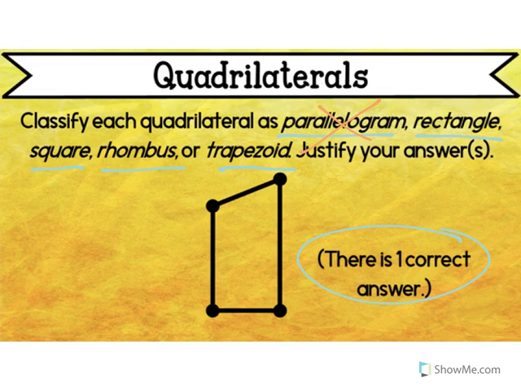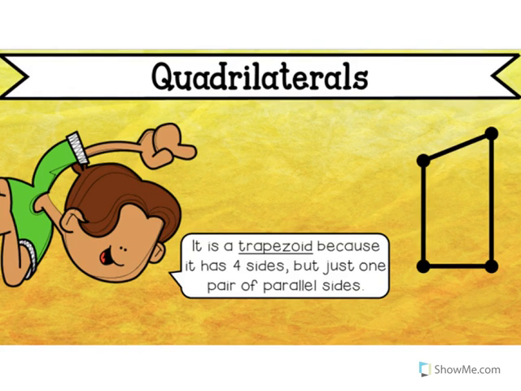If it's not a parallelogram, it can't be a rectangle because a rectangle is a parallelogram. It can't be a square because a square is a parallelogram. It can't be a rhombus because a rhombus is a parallelogram. So it has to be a trapezoid. And we know this because it has 4 sides, but just one pair of sides is parallel to each other, and it was those ones right there.